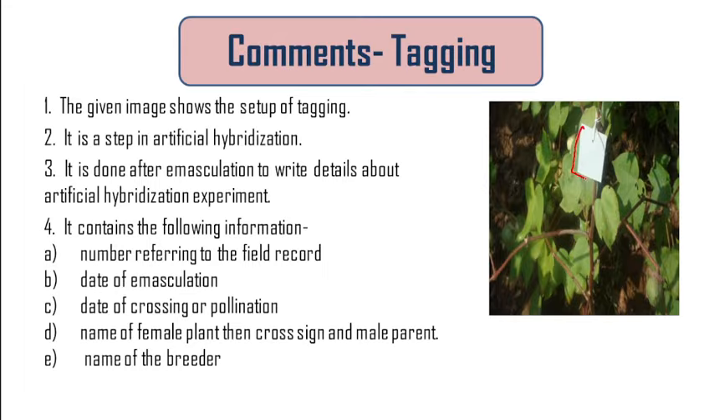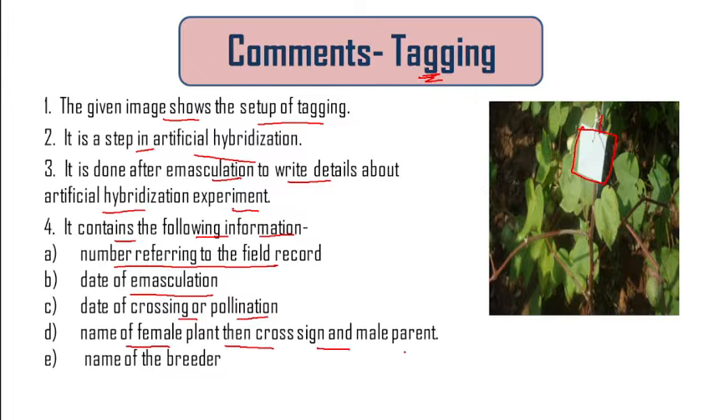Tagging, okay, a tag has been put over the emasculated flower. You have to identify that the tagging is shown here. So the given image shows the setup of tagging. It is a step in artificial hybridization. It is done after emasculation to write details about the artificial hybridization experiment that is being carried out. The tag contains the following information: number referring to the field record, date of emasculation, date of crossing or pollination, name of the female plant, then cross sign and male parent, and finally the name of the breeder.